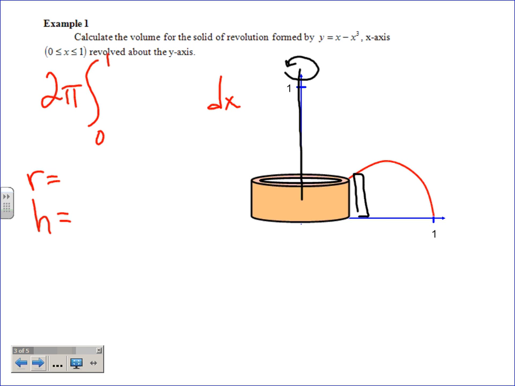Yeah, the height in this case, is it just the function? Because is that rectangle actually touching the bottom there? What if I go over here? Is it still just the function? And it wraps around this way? Yeah. So it is just the function. So in this case, the height is x minus x to the third. Again, I'm just writing it off to the side because I like to see if you can figure it out. The radius is the interesting part.